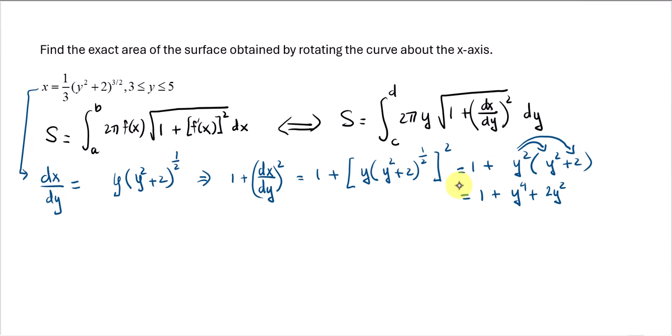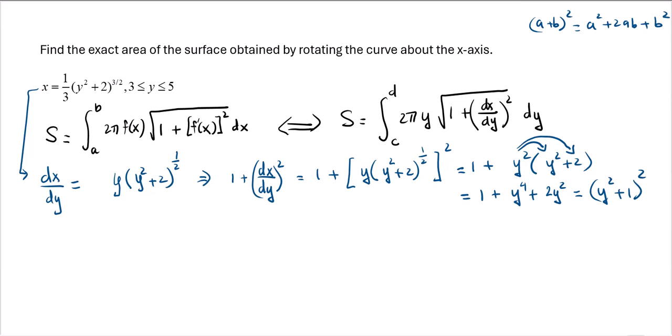Okay, so that will be my expression, and as you can see here, you can actually simplify it one more time. This is the perfect square trinomial of y squared plus 1, everything squared. So (a plus b) squared is a squared plus 2ab plus b squared.